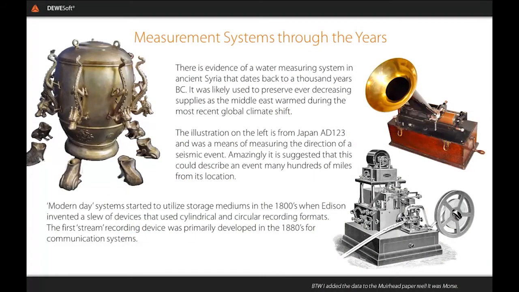To the history. Historically, measurement systems have been around for centuries. In fact, there is evidence of an ancient system in Syria that dates back over 1,000 years BC that was used to meter water, possibly because it was around the time of the last significant climate change event and water may have been scarce. The rather odd-looking device on the left is actually a seismometer dating from AD 123, and it is claimed that it was so sensitive it could detect earthquakes from hundreds of miles away.